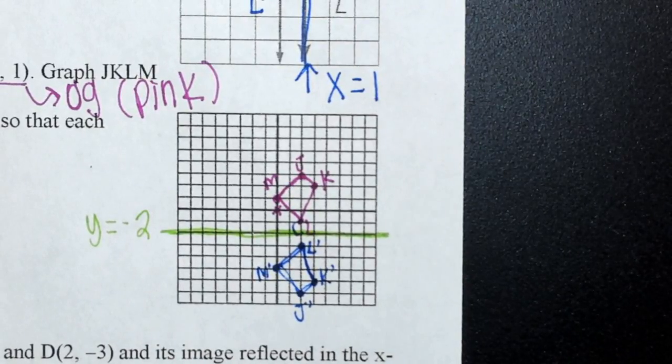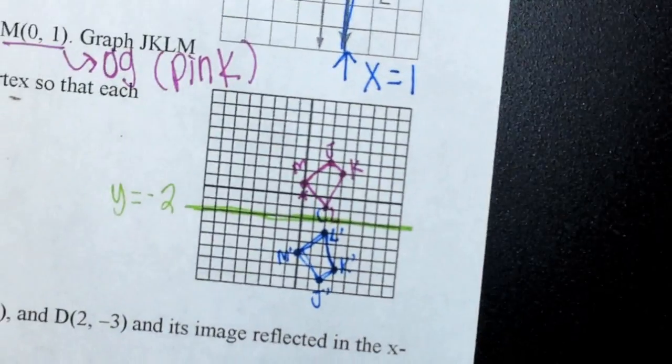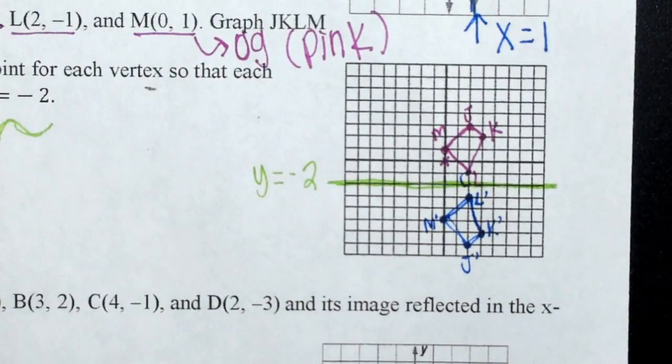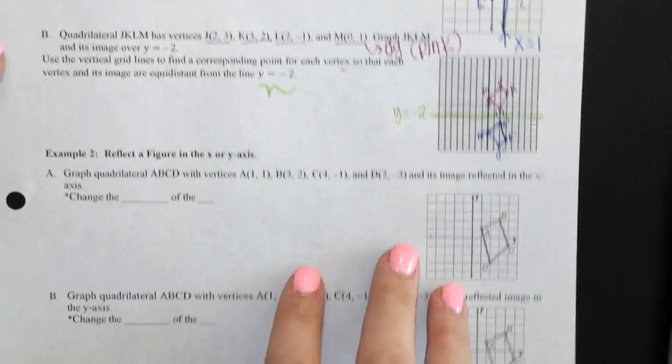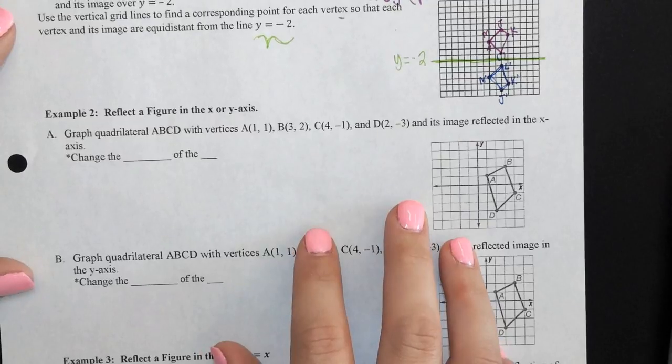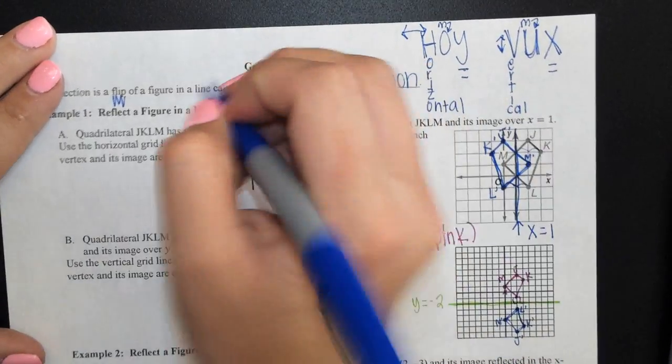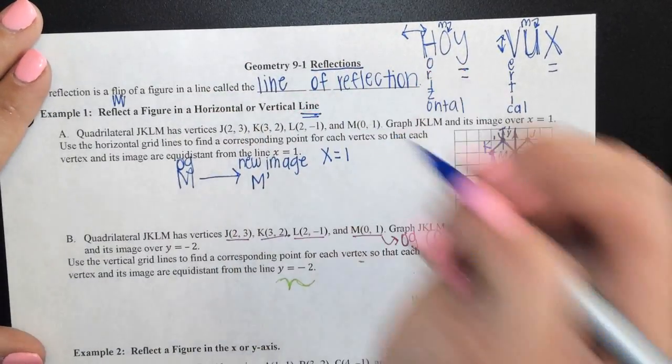I don't make you write down your points on this one, but you will starting in this next example. All right, so that's the first case. That's the first type of reflections. So this one was just reflecting over a line.